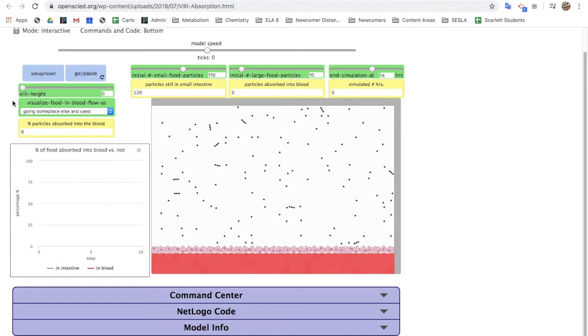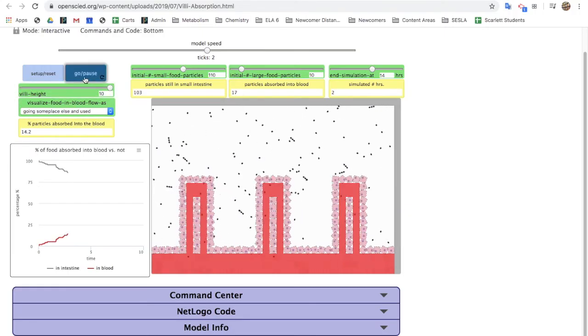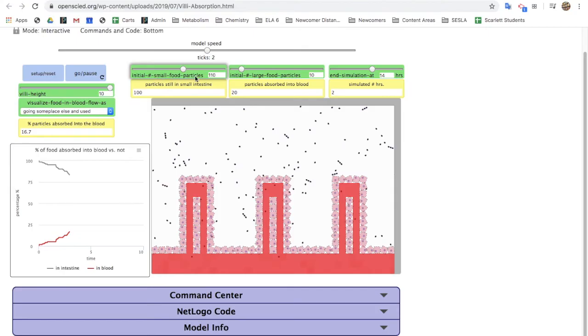Here we can see the height of the villi. Right now it's 0. Right now it's 5. And right now it's 10. The number of small food particles that start out in the small intestine is 110, and we can see them represented by these dots. The longer ones are complex carbohydrates, proteins, and fats, and the smaller ones are glucose, fatty acids, and amino acids. This shows me that we're going to see how many of these food particles are absorbed into the bloodstream in 14 hours.